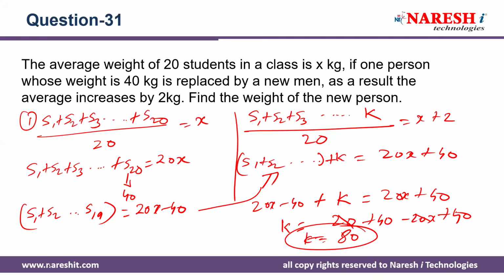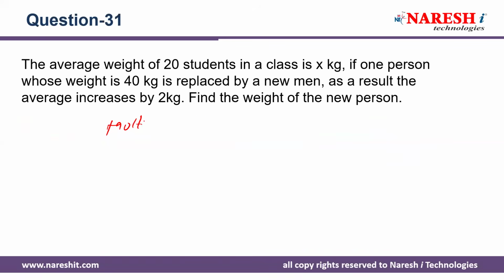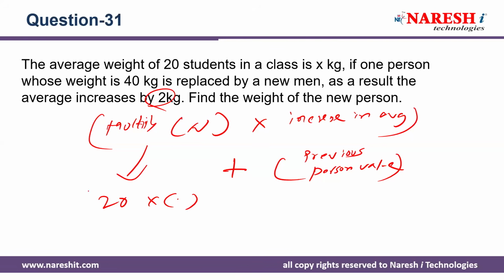Now how to do this same question in a shortcut, in a one-step answer? Multiply the number of people with the increase in the average. Add the value with the previous person's value. How many people in this question? 20 people. Multiplied by the increase in the average, 2. This answer will be added to the weight of the person who left, 40. Answer directly 80.